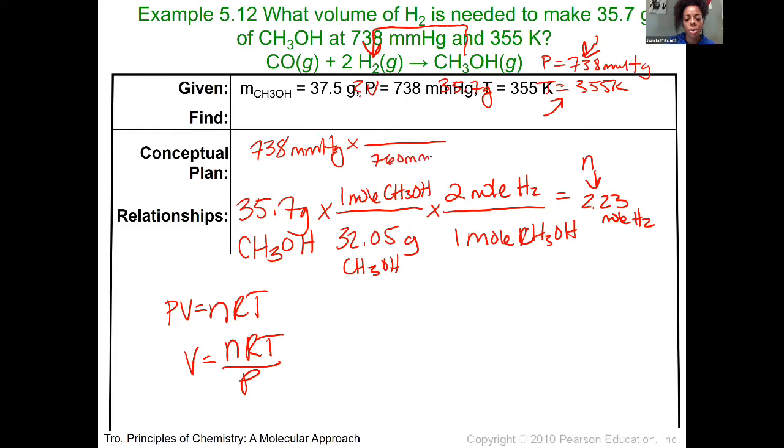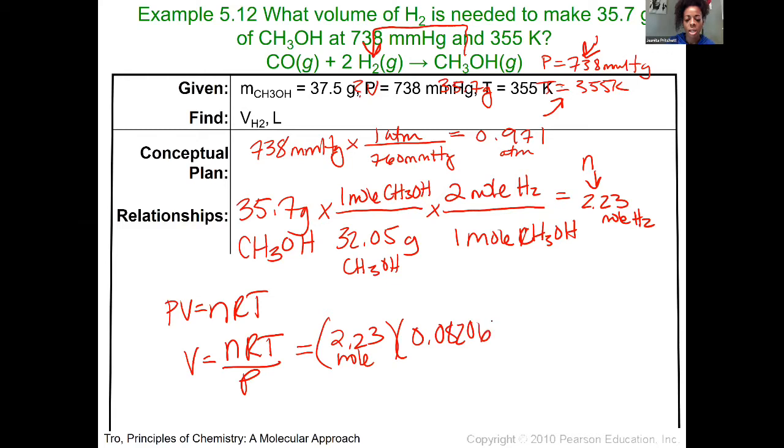to atmospheres. So 1 atmosphere here. We could take 738 divided by 760, and that would give us 0.971 as our atmospheres. That's what we'll plug in. For our mole amount, we would put 2.23 moles. Our R is that constant, 0.08206 liters times atmospheres divided by moles Kelvin. Then our temperature is 355 Kelvin. We would divide all that by our pressure, which we've just converted, of the 0.971 atmospheres.